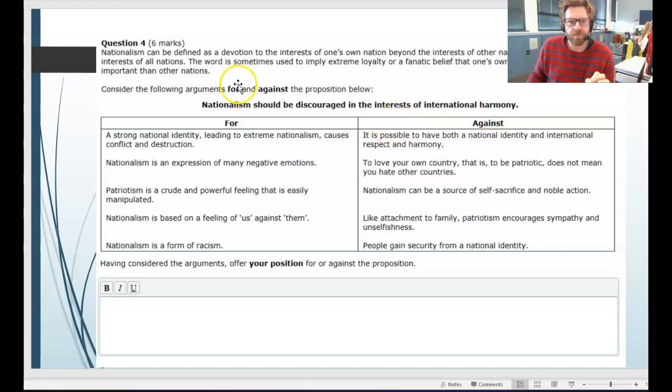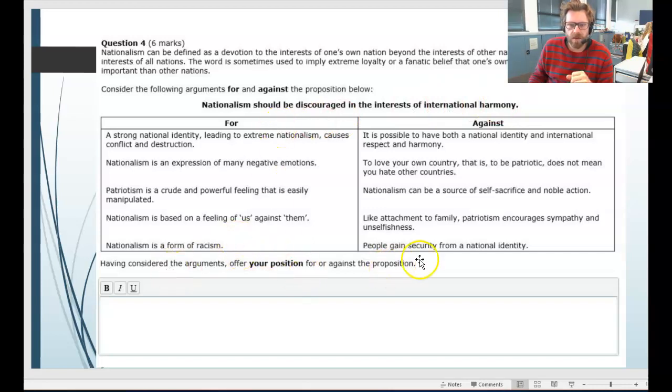But here we go. Nationalism can be defined as a devotion to the interests of one's own nation beyond the interests of other nations, or the common interest of all nations. The word is sometimes used to imply extreme loyalty or fanatic belief that one's own nation is better or more important than other nations. Consider the following for and against arguments against the proposition below. And the proposition is, nationalism should be discouraged in the interests of international harmony.